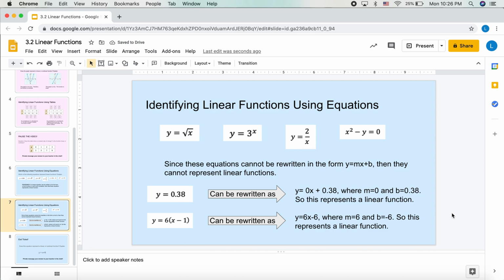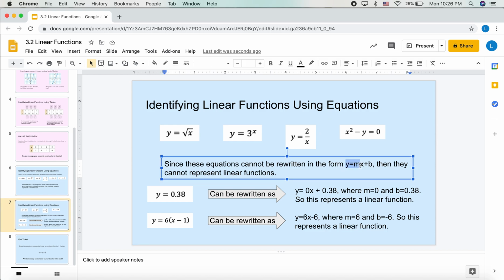So again, to reiterate and emphasize the key idea of using equations to identify linear functions, if we can rewrite an equation in this form, then it will represent a linear function. Just like here, we could rewrite these equations in these forms, meaning it does represent a linear function.